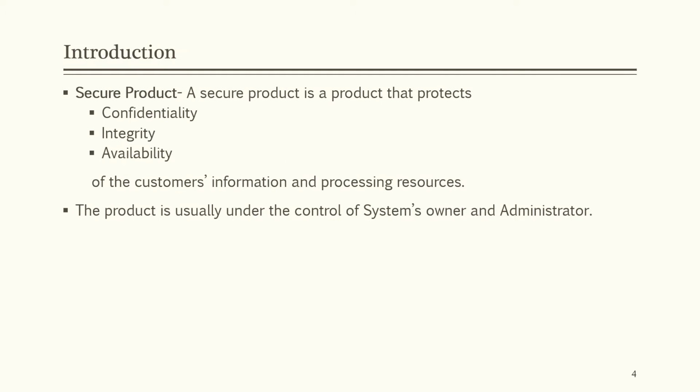Introduction. In introduction, we will study the definitions of secure product, security vulnerability, and hacker. Secure product. A secure product is a product that protects confidentiality, integrity, availability of the customer's information, and processing resources. Confidentiality is to keep something secret or private, whereas integrity means to prevent the system from unauthorized access. The product is usually under the control of system's owner and administrator.